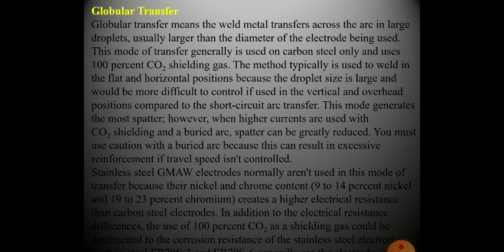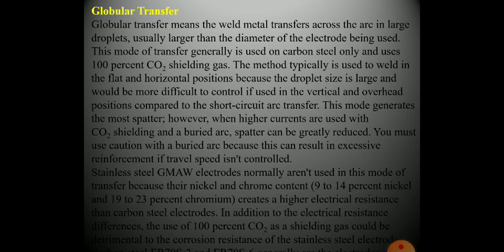The method is typically used to weld in the flat and horizontal positions, because the droplet size is larger and it would be more difficult to control if used in the vertical and overhead positions compared to the short circuit arc transfer. And this mode generates the most spatter.